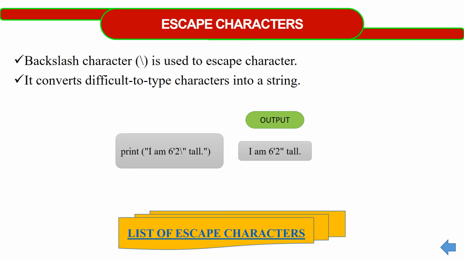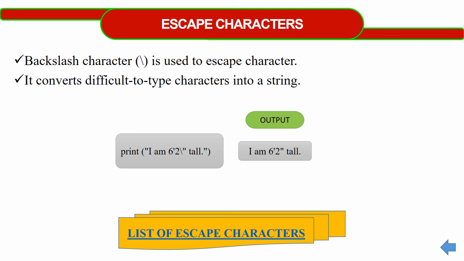Usually when we use single quotes or double quotes within the string, Python neglects them and prints only the particular string. Suppose you want a quotation mark in the output, so we make use of this escape character concept. Here is the example that I have given: print "I am 6\" inch tall". So here I am using the \ character. So, I am 6" inch tall.